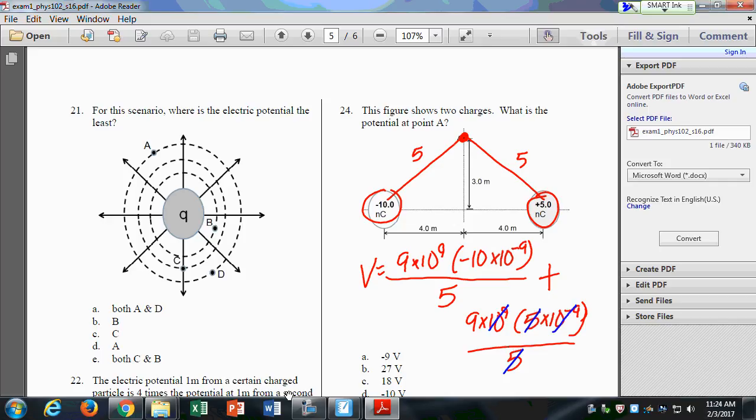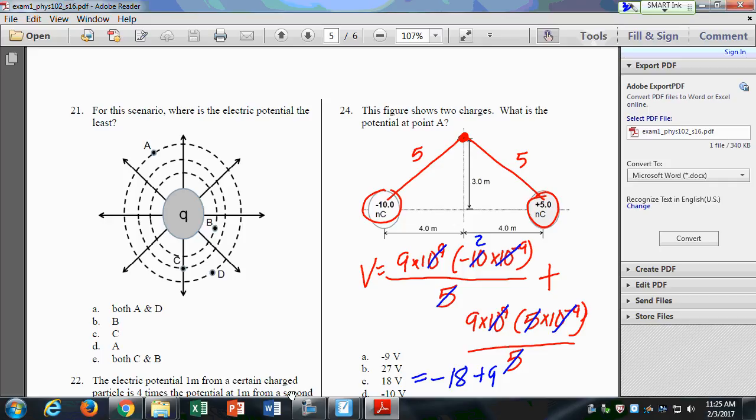Those cancel and those cancel, so that's just 9. This cancels with that. This cancels and leaves 2 up here, so I get negative 18. Sorry, I know y'all can't see it in the back. That's negative 18 plus 9. Negative 18 plus 9, so my potential at point A is negative 9 volts. I'm sorry, I can't scroll up in this PDF. Okay? But make sure you're up on that. We've done that several times, and it's in the homework and old tests, but you'll see it on Monday for sure.